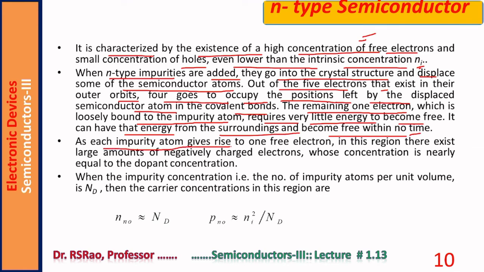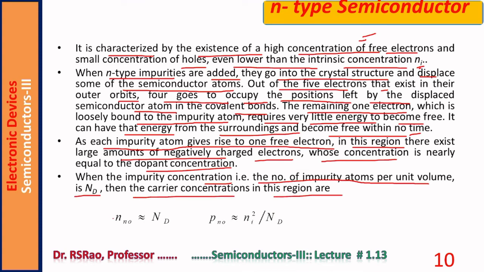As each impurity atom gives rise to one free electron, in this region there exist large amounts of negatively charged electrons whose concentration is nearly equal to dopant concentration. When the impurity concentration, the number of impurity atoms per unit volume, is Nd, then carrier concentrations in this region are Nn0 is equal to Nd, Pn0 is Ni square by Nd. Nn0 means free electron concentration in N slab under equilibrium condition. Of course, it is nearly equal to Nd. Pn0 means hole concentration in N slab under equilibrium condition. Using mass action law, it can be shown equal to Ni square by Nd.